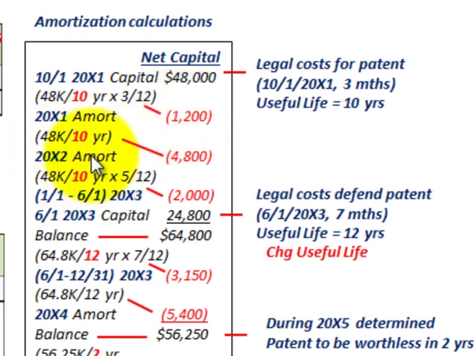Now for 20x2, we just look at a full year's amortization. The capitalized amount, 48,000, divided by a 10-year life, is $4,800 amortization expense for the year.